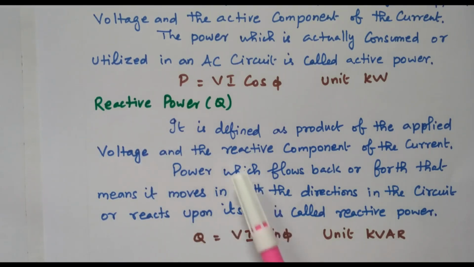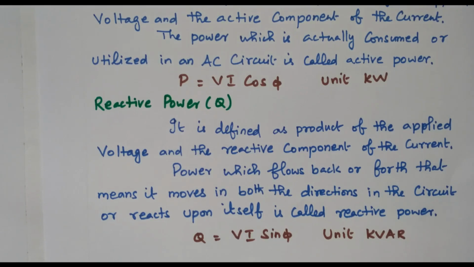That's why it is called the reactive component or active component. So Q equal to VI sin phi. The unit is kVAR. So there are three powers available: real power, reactive power, and apparent power, which is the combination of these two.